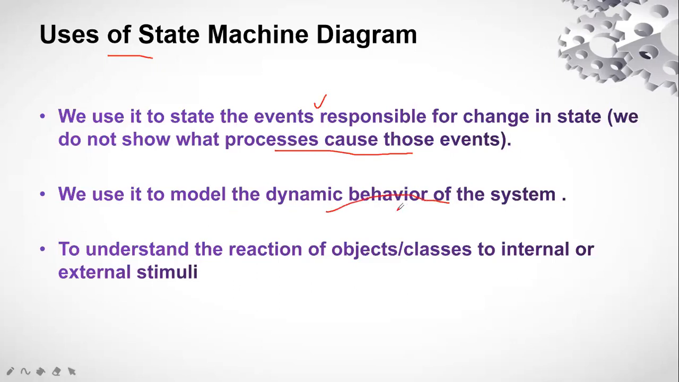Fine. Next one is, we use it to model the dynamic behavior of the system. That is very important. Obviously, we have understood it. The next thing is to understand the reaction of objects or classes to internal or external stimuli. That means that due to the response to internal and external stimuli, there can be a change and reaction between the objects and the classes. So these are the specific uses for the state machine diagram.